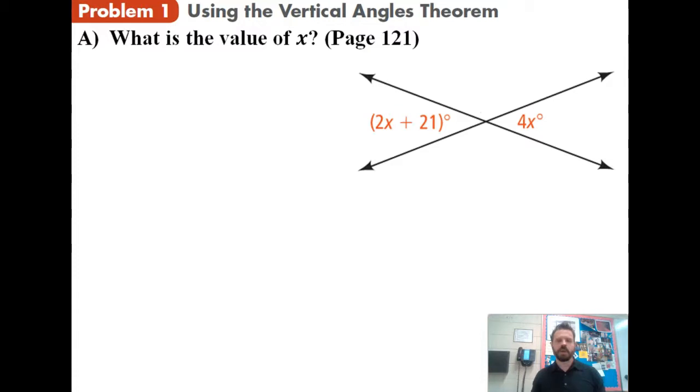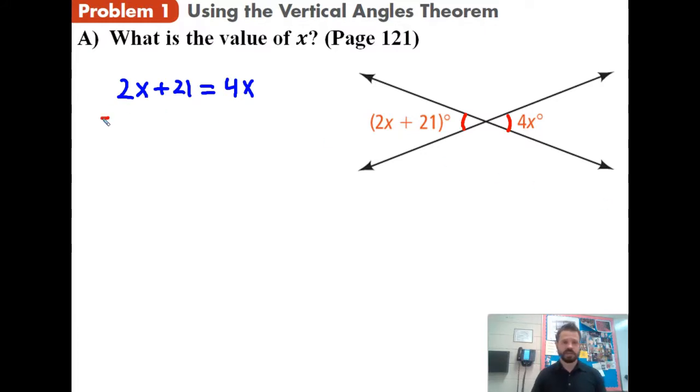So let's show you how to use the vertical angle theorem now. Problem 1, part A says, what is the value of x? And it looks like I have two expressions that are on vertical angles. We just proved that vertical angles are always congruent. So now anytime we see vertical angles, mark them as congruent. And the equation to set up then is pretty simple. We'll just say 2x plus 21 is equal to 4x.